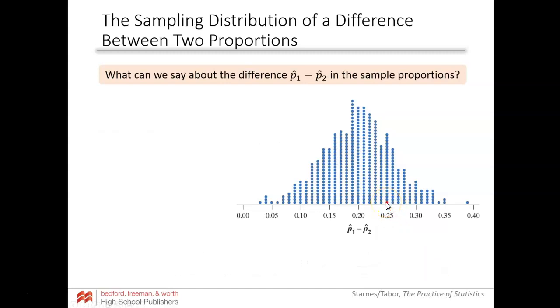But I'm sure you've noticed there's a whole lot of dots here. So this is a collection of so many simulations. Now the other thing that I want to point out to you is smack dab in the middle here, we have a difference of 0.2, which happens to be the mean.